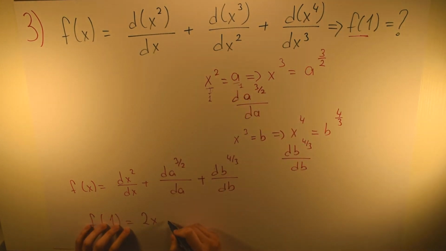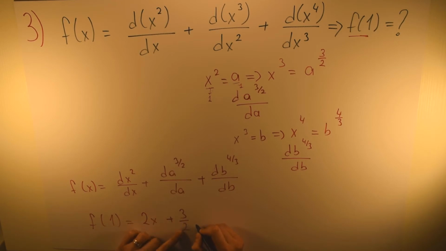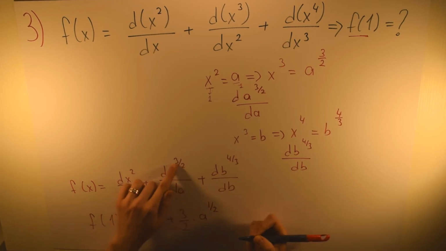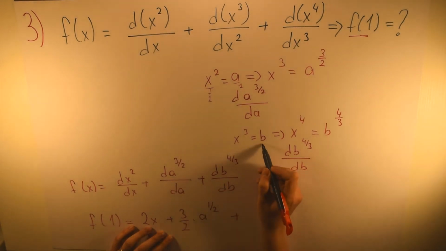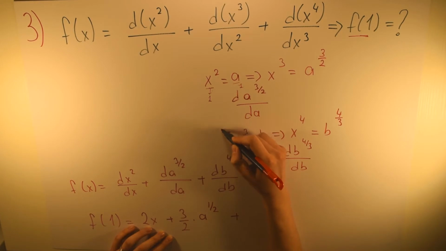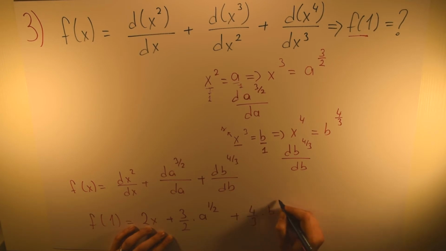So it will be equal to plus 3 over 2, because we put this in front of the a, and then it's 3 over 2 times a to the power of 1 over 2. Why? Because 3 over 2 minus 1 is equal to 1 over 2. Plus, same thing, we said that b is equal to x cubed. When I put 1 instead of x, b is equal to 1, right? So I will put this 4 over 3 in front of b. From here we will get 4 over 3 times b to the power of 1 over 3, because 4 over 3 minus 1, yes, it's 1 over 3.